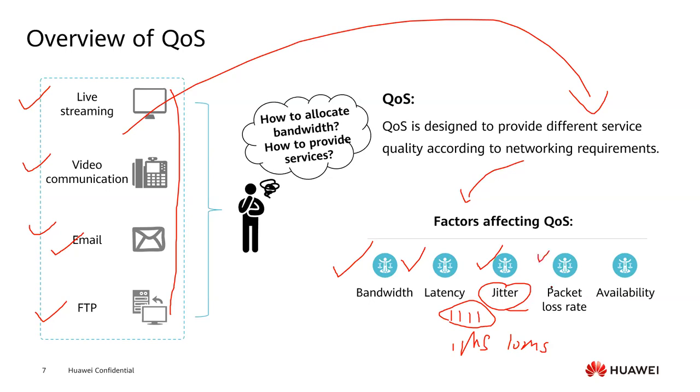And the fourth is packet loss rate. This is also another very important requirement of the services for the network. And the fifth is availability. So basically QoS can guarantee the first four factors. The last one, the availability of the network, will not be guaranteed by QoS. We will have some other technology to guarantee the availability.